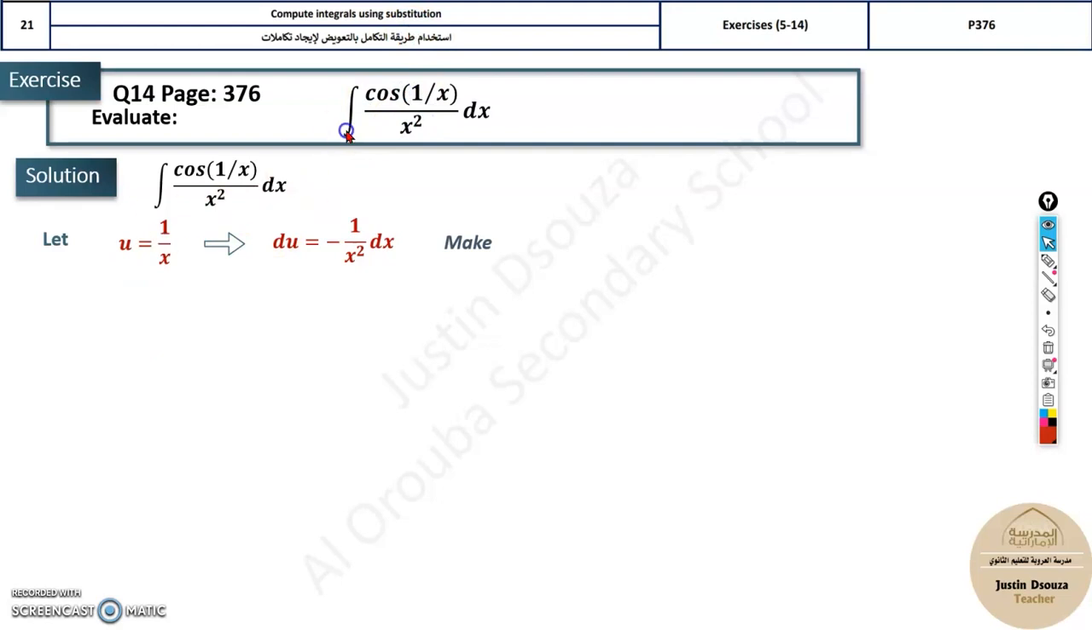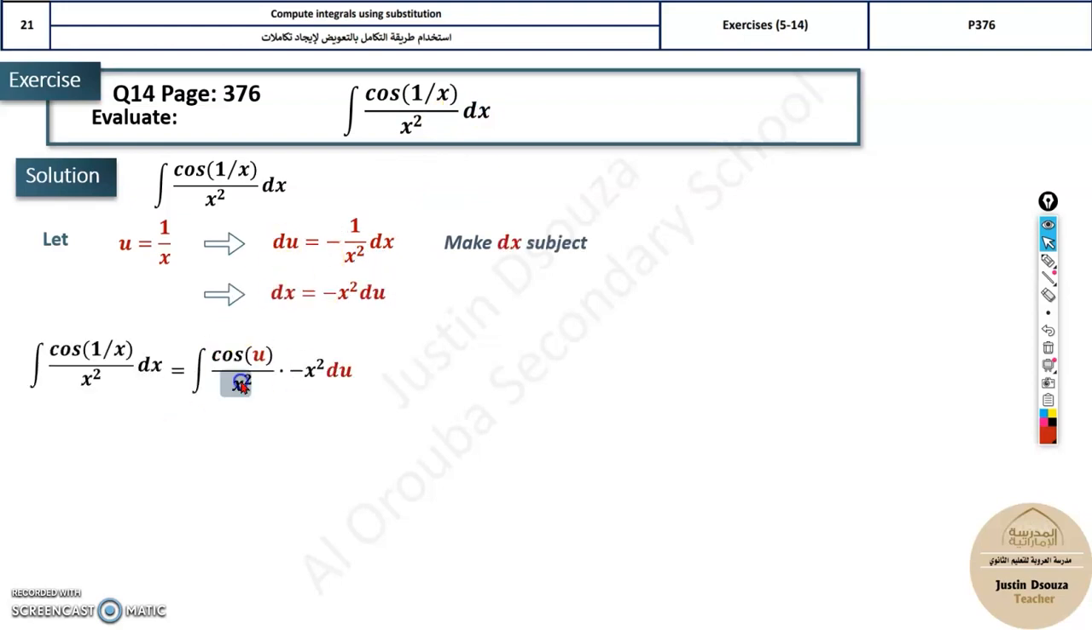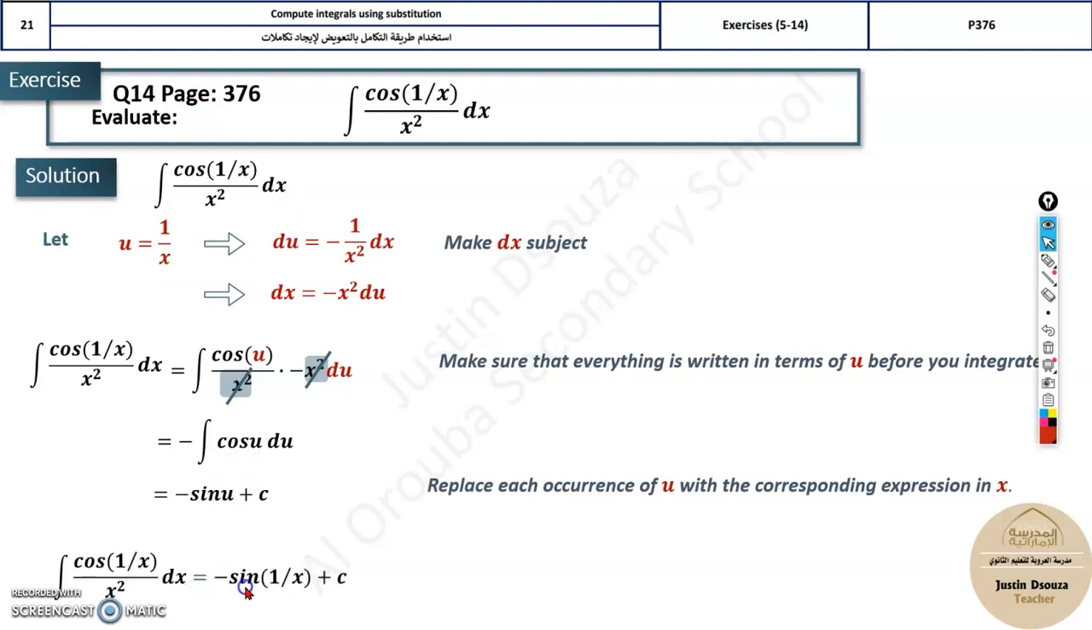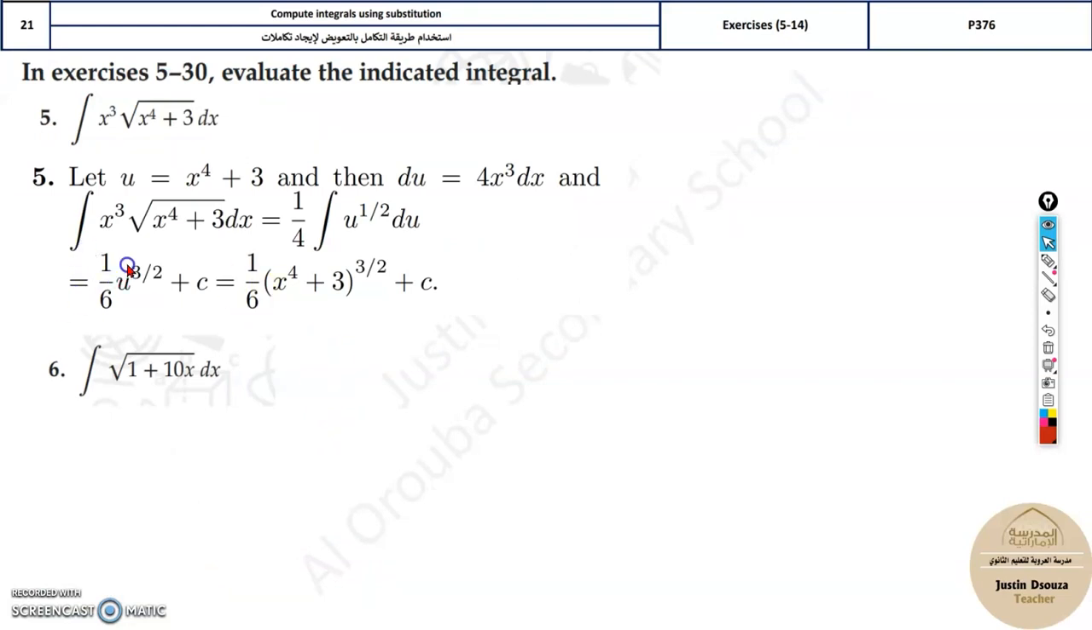So now over here, you have 1 by x as u. When you differentiate this, it'll be minus 1 by x square, and then rearrange to get dx. This goes to the other side and it becomes minus, and then you can simplify it. See, root x cancels, and this minus sign prevails. Integration of cos u will be positive sine u, but this minus sign will be there. But don't forget to substitute back what was u. 1 by x was substituted as u, so put 1 by x back. That's how we solve it. Please do solve the other problems as well.